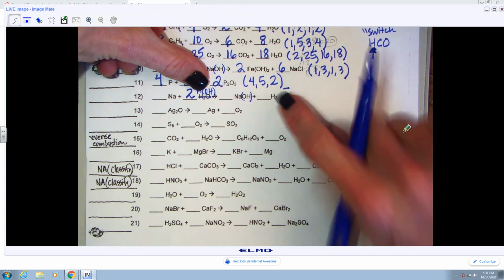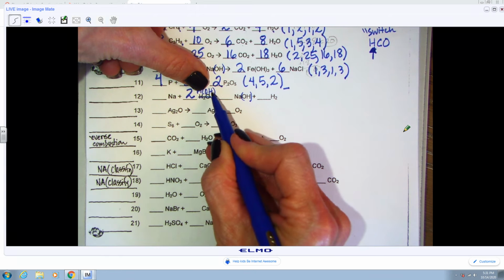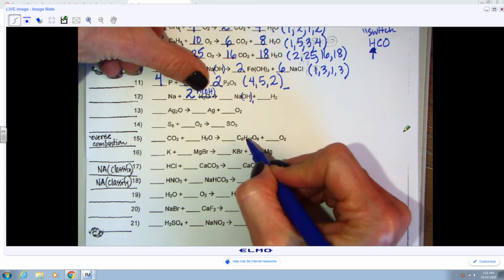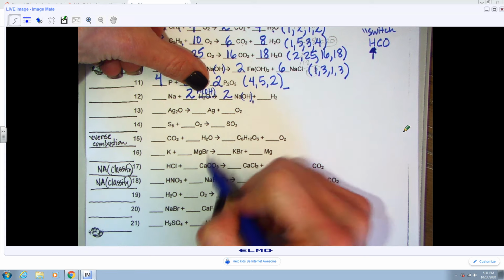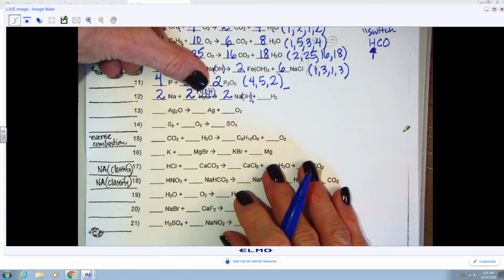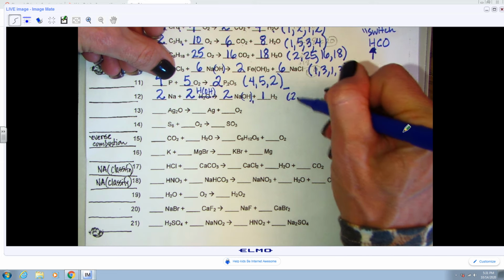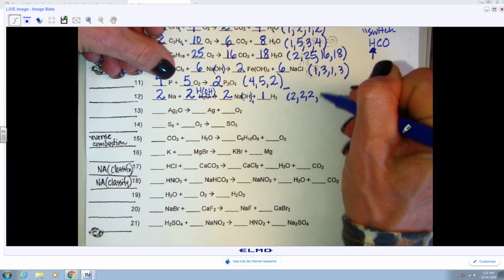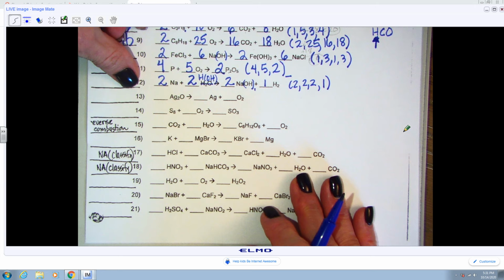All right, now let's look at the hydroxides. Distribute the 2 over. I have 2 hydroxides and only 1 hydroxide here. So I'll put a 2 coefficient. That gives me 2 hydroxides. 2 sodiums, so I need to put a 2 here. That gives me 2 sodiums. So the equation is balanced with a 2, 2, 2, 1. 4 coefficients needed on that one.